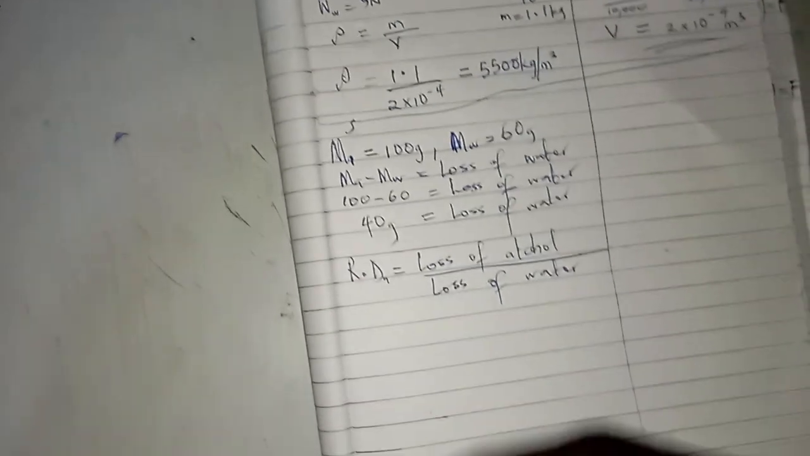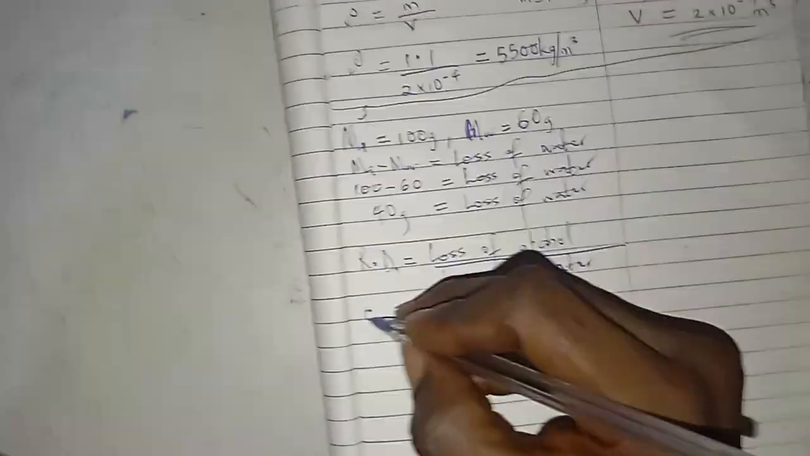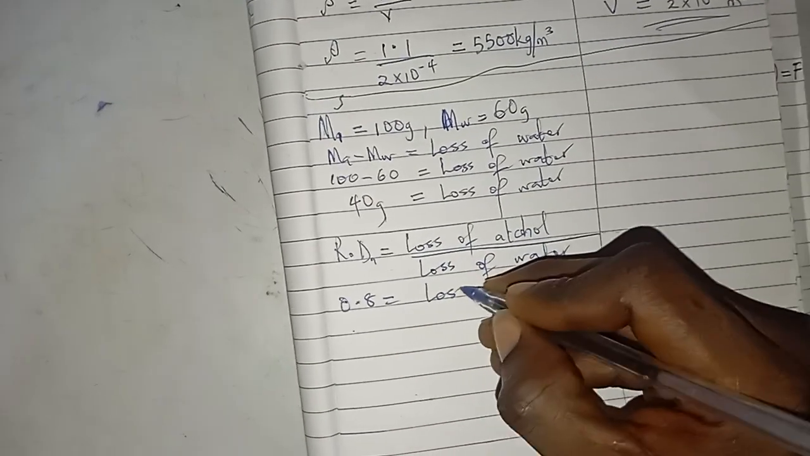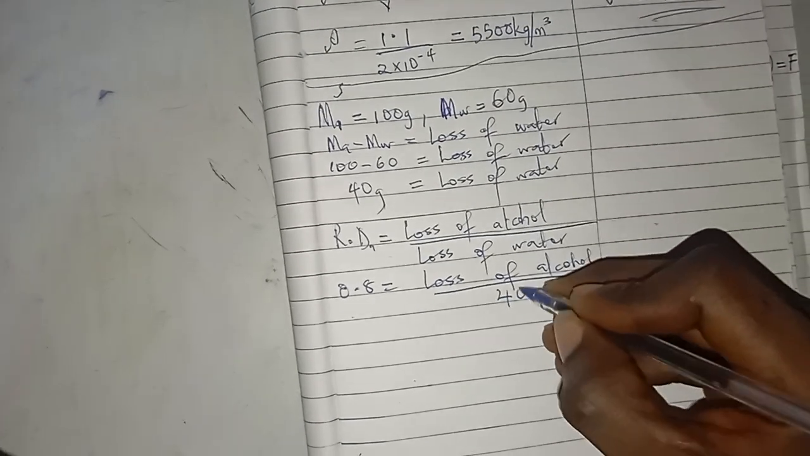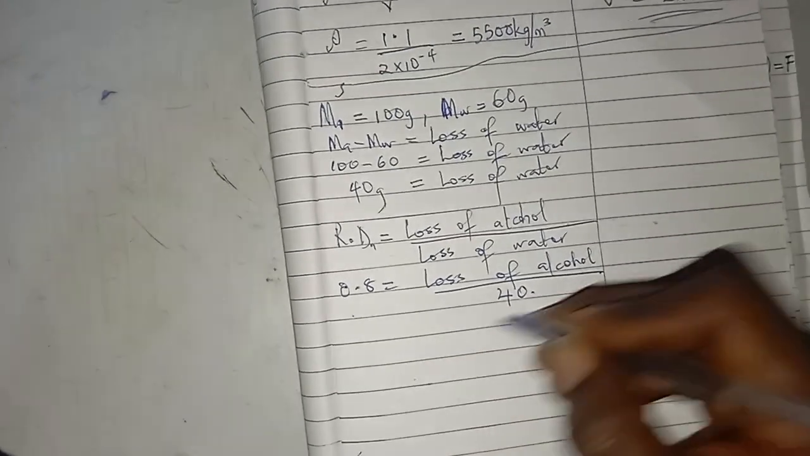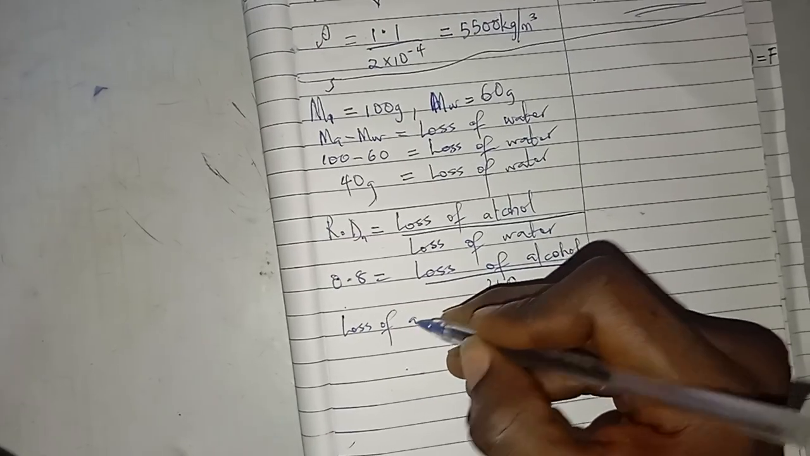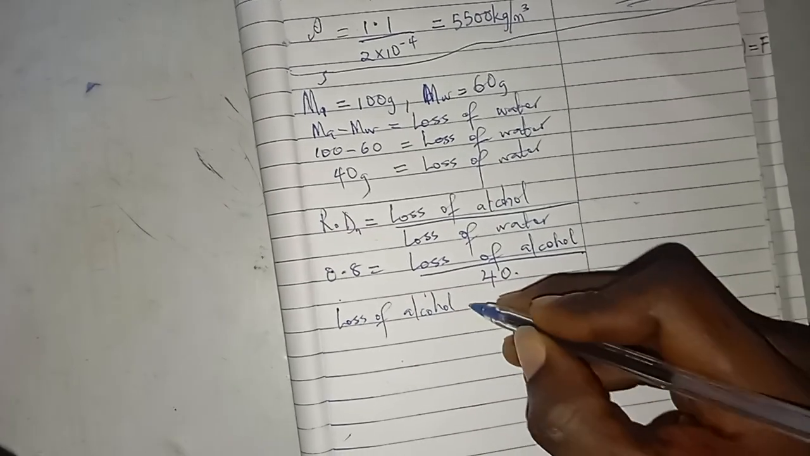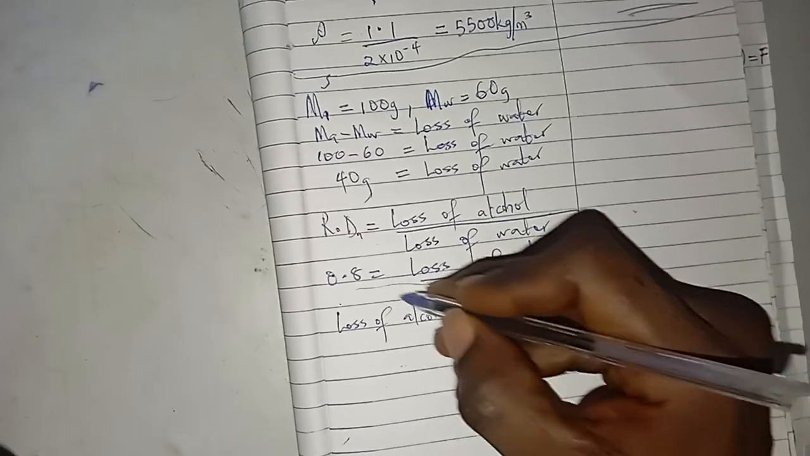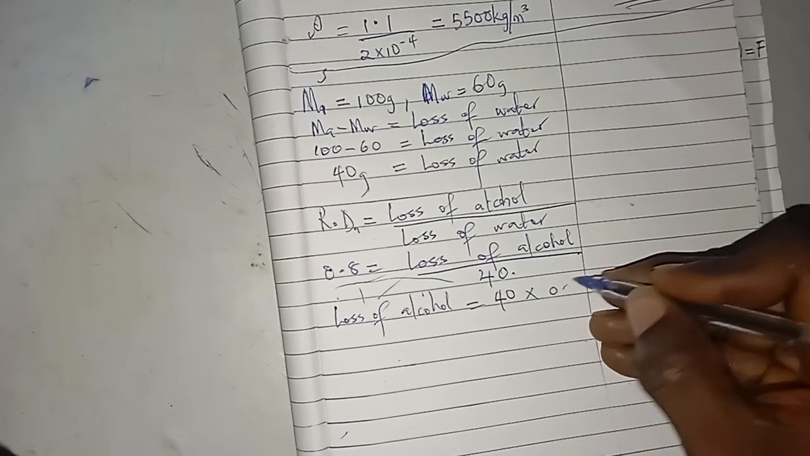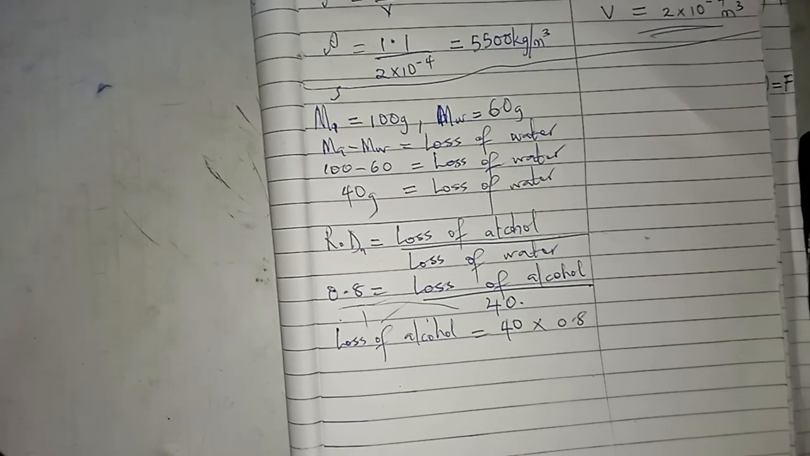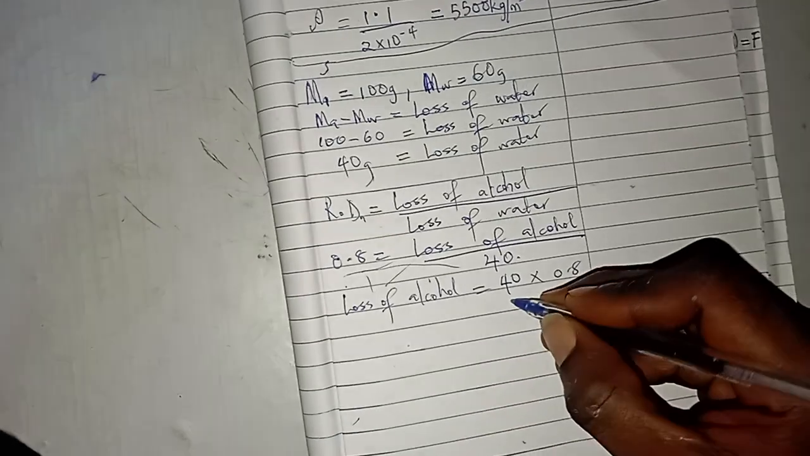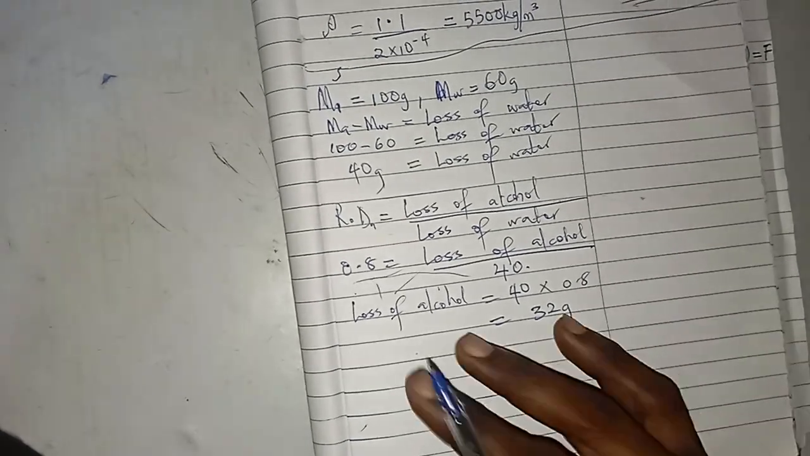And they give me the relative density of alcohol to be 0.8. So I just put 0.8 because the loss in alcohol, I don't know it, but I know the loss in water is 40. So loss in alcohol will simply be equal to 40 times 0.8. 40 times 0.8 equals 32 gram.